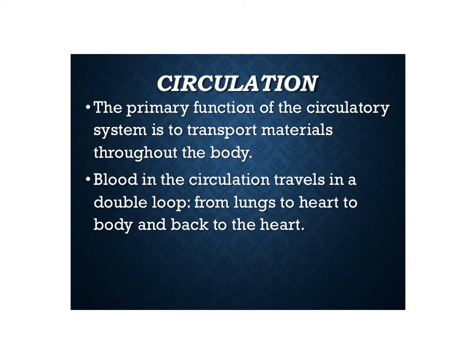The blood vessels are the ones that are providing sort of the roadway, and then what's carrying all of these materials is your blood. So your blood travels throughout your blood vessels carrying these materials. And it travels in a double loop. So it's going to go out to the lungs, back to the heart, then it goes out to the body, and then back to the heart, and then it goes again. Lungs to heart, body to heart.